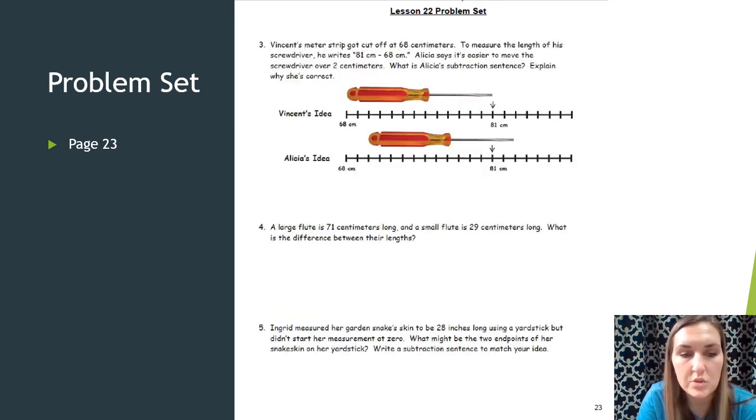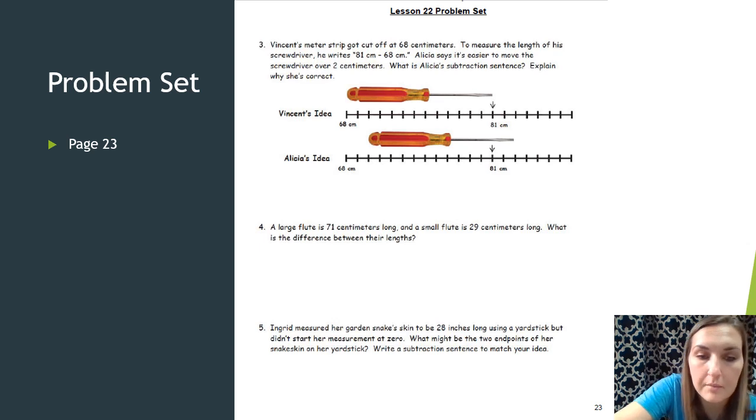We are on page 23 now for your problem set. Number 3. Vincent's meter strip got cut off at 68 centimeters. To measure the length of his screwdriver, he writes 81 centimeters minus 68 centimeters. Alicia says it's easier to move the screwdriver over 2 centimeters. What is Alicia's subtraction sentence?